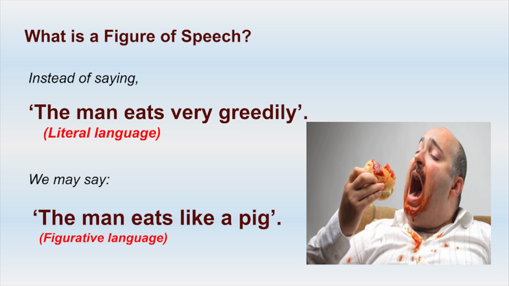So now we have a picture of the man being very messy and maybe stuffing the food into his mouth and spilling it all over the place. This description helps to make the point of how the man eats more forcefully or more clearly. You're able to form a more vivid picture in your mind of how the man eats.